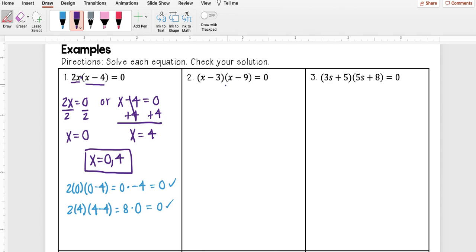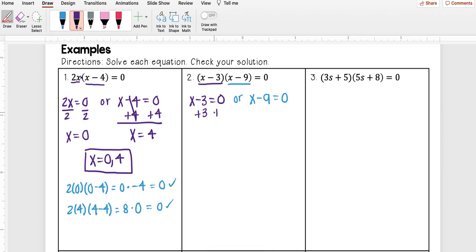Okay, let's look at another one. Now I have x minus 3 times x minus 9 is equal to 0. I'm going to first split this into two equations. I'm going to take my first factor, x minus 3, and set that equal to 0. I'm going to take my second factor, x minus 9, and set that equal to 0. Then I'm going to solve both.